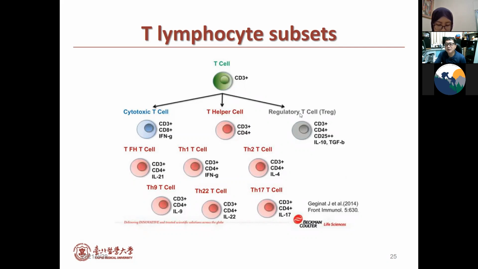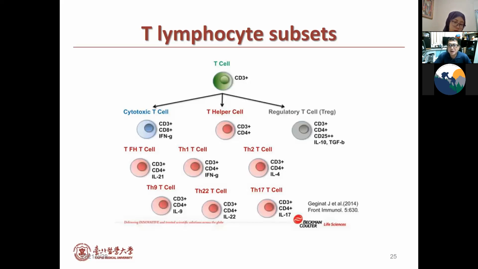So for those patients, medical doctors or scientists try to boost the activity or number of regulatory T cells and decrease the function of cytotoxic T cells or T helper cells. Okay, that's the strategy so far for autoimmune disease. I'm going to ask you questions.